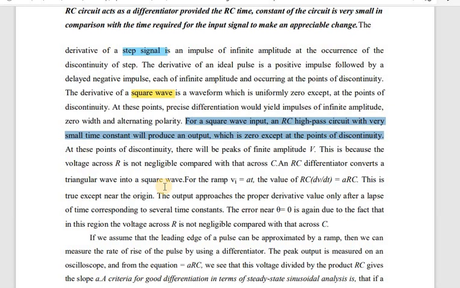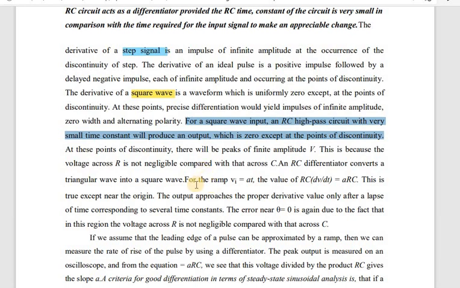This is why we are getting these high amplitudes at the points of discontinuity: because the voltage drop across our resistor is not negligible. That's the reason you are getting peaks of finite amplitude. So to reduce those finite amplitude peaks, this RC differentiator is used to convert the triangular wave into a square wave output. That's the reason you can generate a square wave by using triangular waves. Okay, I hope you are clear.